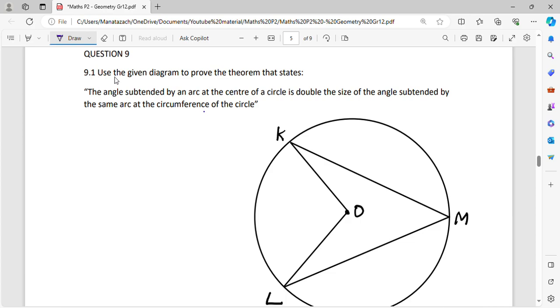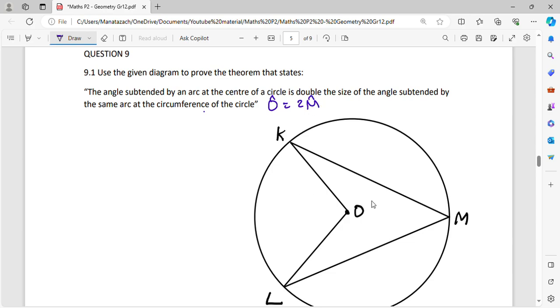Use the given diagram to prove the theorem that states the angle subtended by an arc at the center of a circle is double the size of the angle subtended by the same arc at the circumference of the circle. So basically the question is asking us to prove that angle O is equal to 2 times angle M.